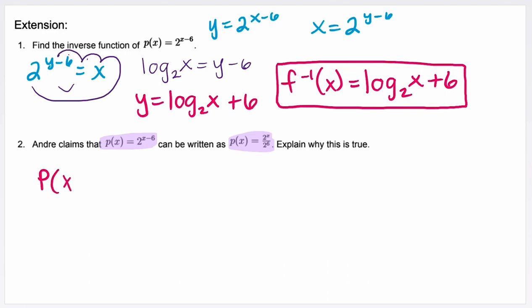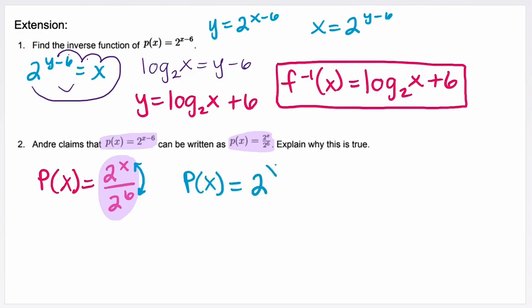So p of x, if you had 2 to the x over 2 to the 6, if I want to combine these into 1, I would take and subtract my exponents. So it is the same thing, because it will be the same thing as 2 to the x minus 6. And that's nothing you need to know for this unit. It's just something that's important to know about exponents and exponent rules, just in general.